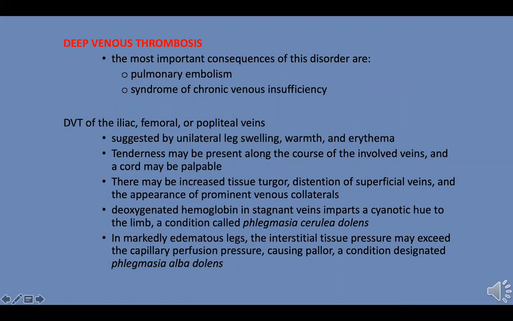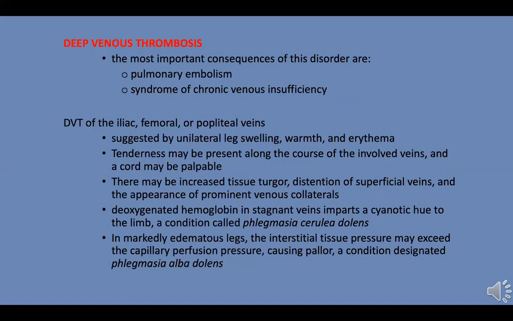The most important consequences of DVT are pulmonary embolism and the syndrome of chronic venous insufficiency. DVT of the iliac, femoral, or popliteal veins is diagnosed when there is unilateral leg swelling, warmth, and erythema. Tenderness may be present along the course of the involved veins, and a cord may be palpable. There may be increased tissue turgor, distension of superficial veins, and appearance of prominent venous collaterals.